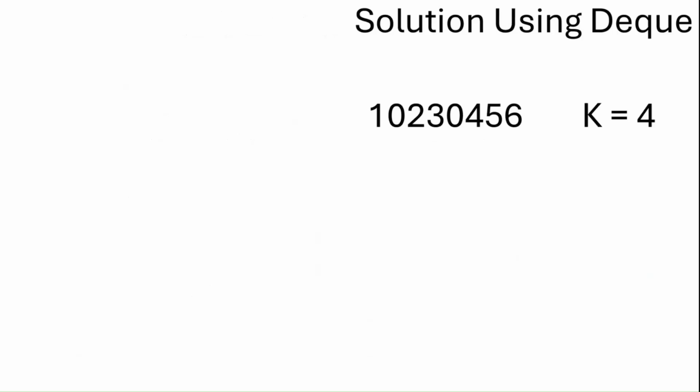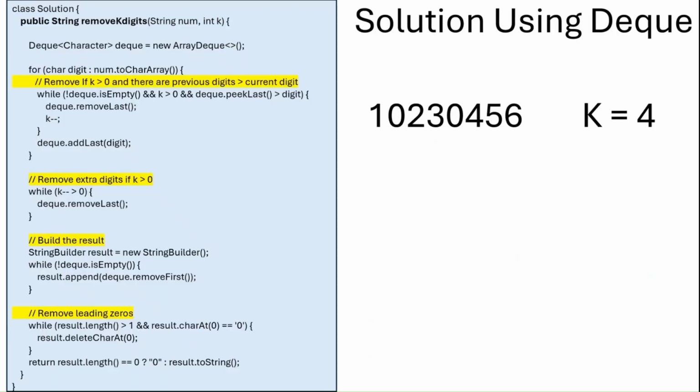Now let's understand the implementation of this solution. So let's say this is our removeKDigits method, which is receiving the string num as input and int k, the number of digits to remove, so that we can get the smallest possible integer.